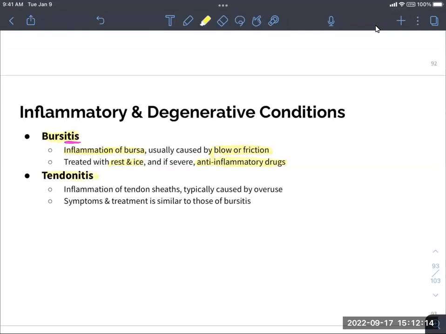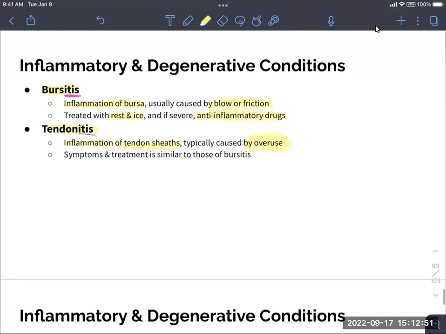Tendinitis, again, it has itis. So it is an inflammation of a tendon. Main cause, overuse. Using it more than your body is trained to use it. When you're increasing activities, you do it over time, you don't do it overnight, because that can cause tendinitis. Again, rest, ice, possibly anti-inflammatory drugs.